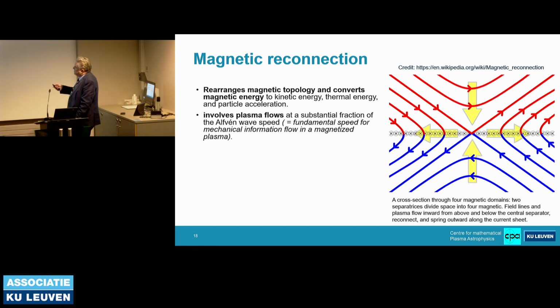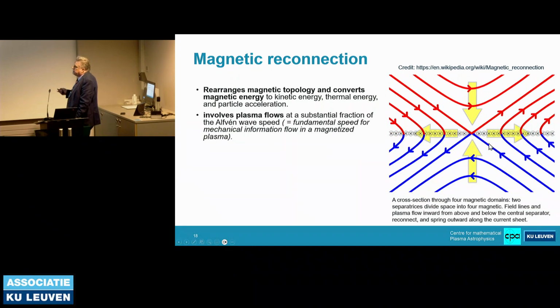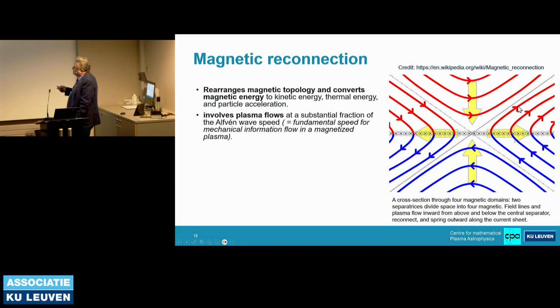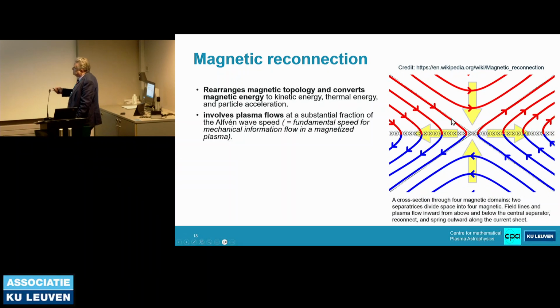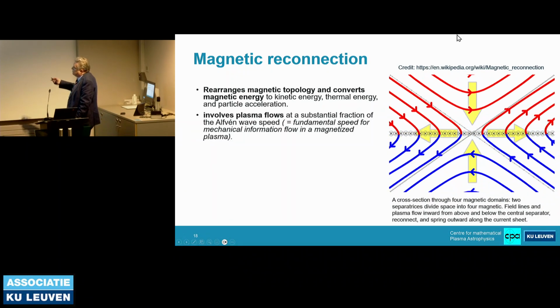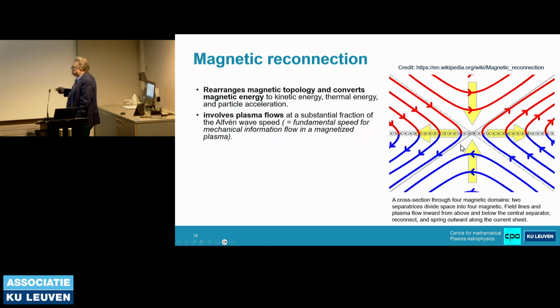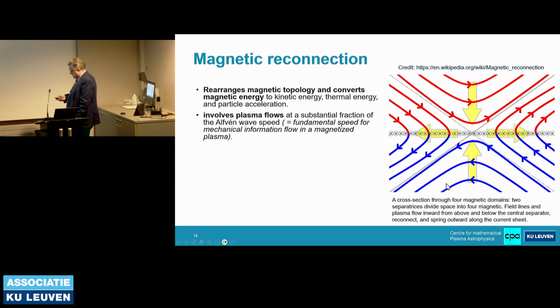And here you see an illustration of how magnetic reconnection changes the topology of the magnetic field. So there are two separatrices here, the diagonals of this square. And there's plasma flowing from the top and from the bottom towards this X point, and there the magnetic field lines reconnect.